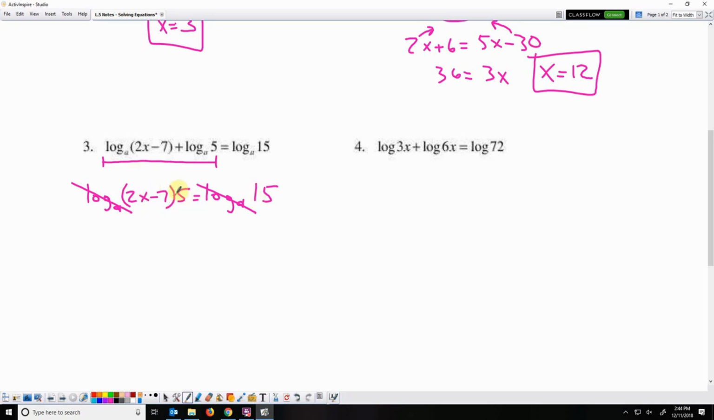I can distribute the 5, or I can just divide both sides by 5, and get 2x minus 7 equals 3. Add the 7. 2x equals 10. And divide. X is 5. If I substitute that 5 here, 2 times 5 is 10, minus 7 is 3, so I have a positive argument, so that answer is okay.